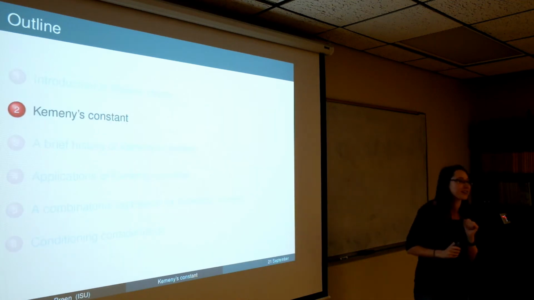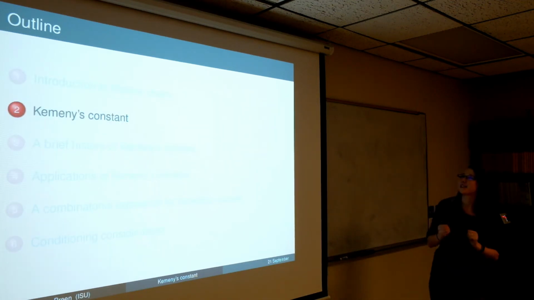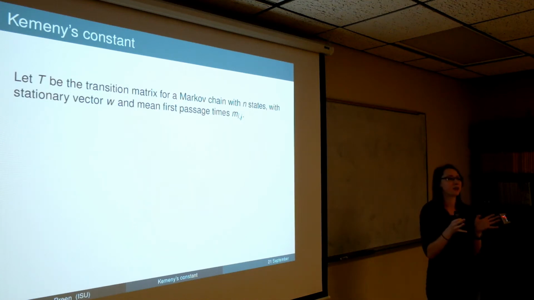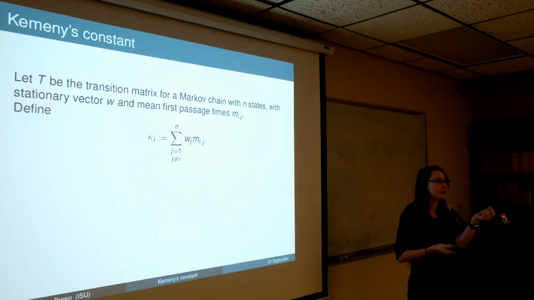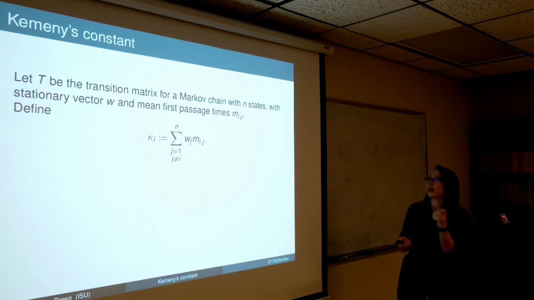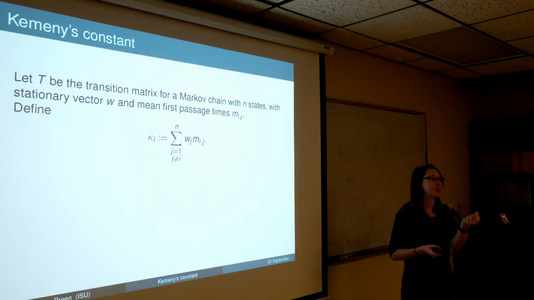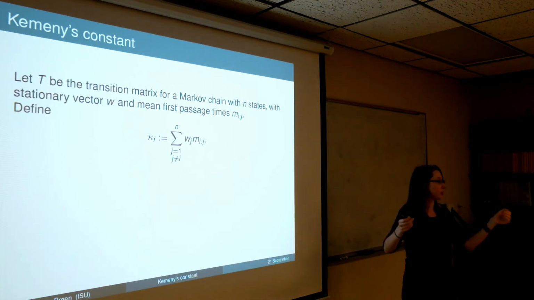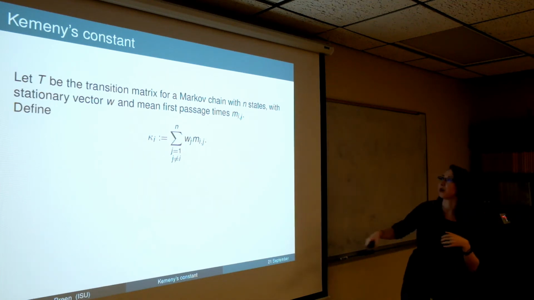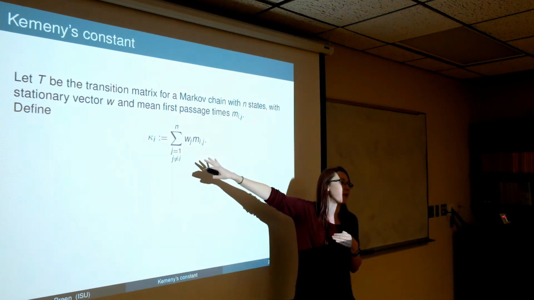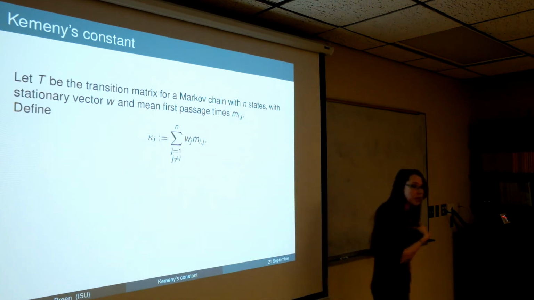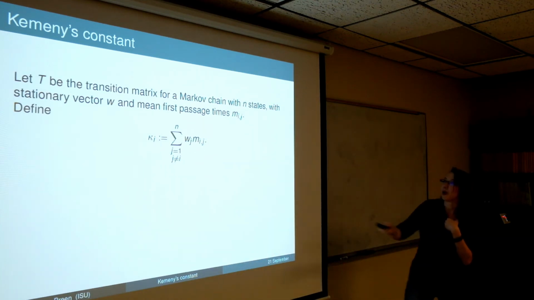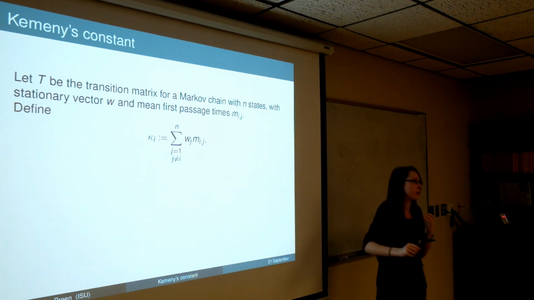But now I'm going to start telling you about Kemeny's constant. If I've got a transition matrix for a Markov chain, I've got its stationary vector, and I've got its mean first passage times. I'm going to define this thing where I fix a state i, and then I think about the expected time it'll take me to get from state i to all of my other states. And I'm going to get the average of those, weighted by how important that state is in my chain. So it's the weighted average of my mean first passage times from the state I'm in to state j, weighted by the jth entry of my stationary vector.